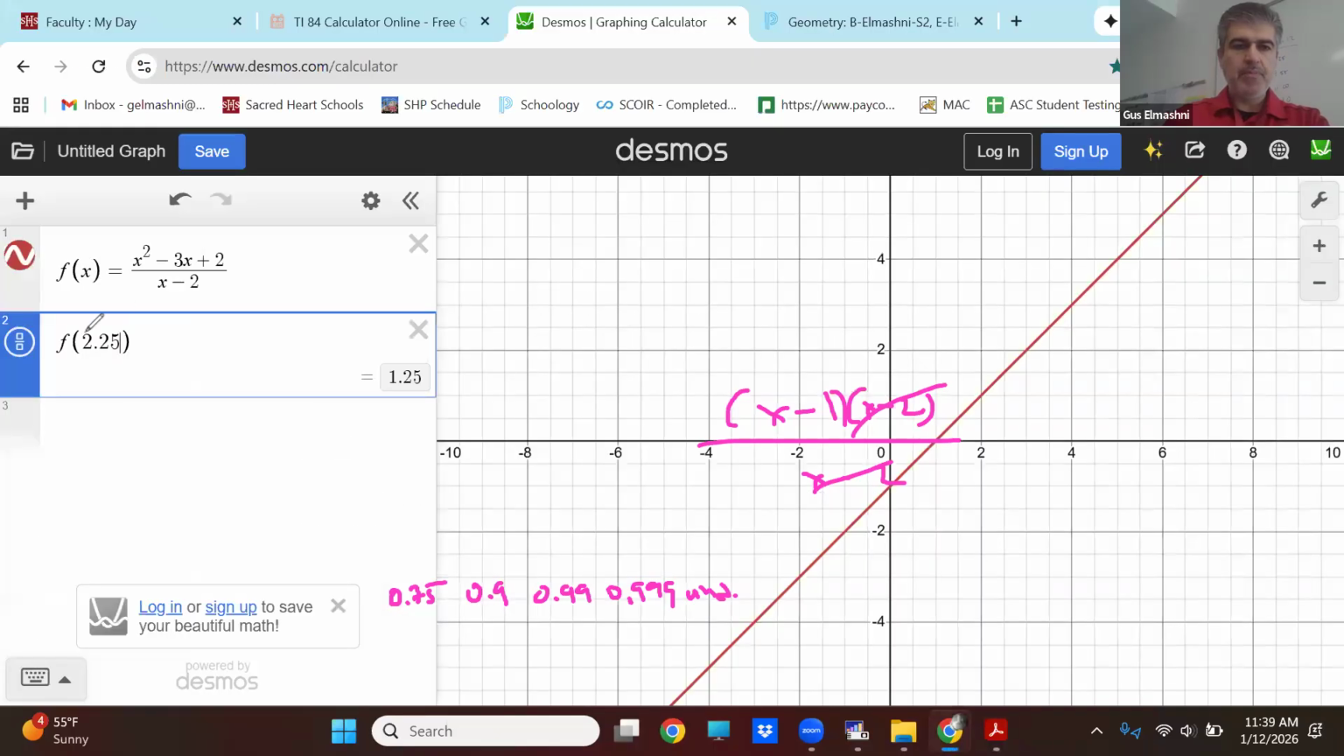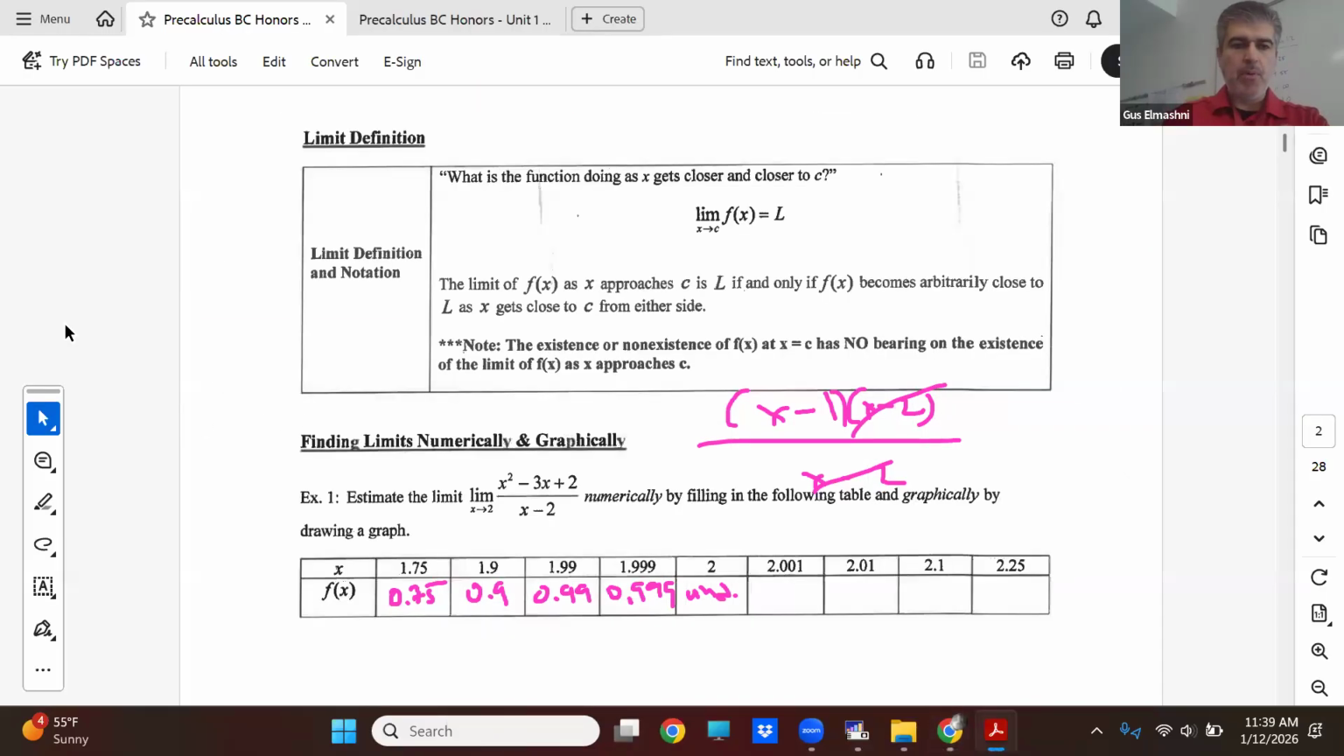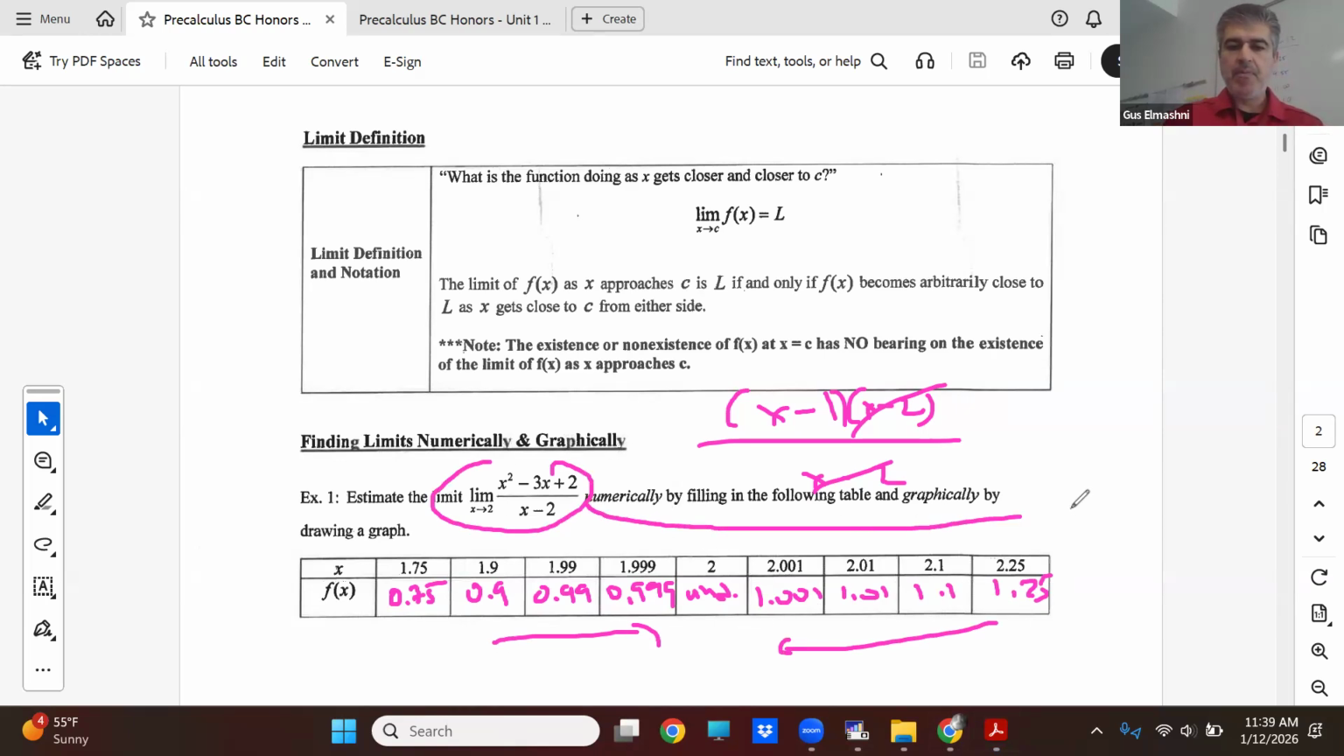Let's go back one more time. Yeah, 2.01, so I get 1.01, 1.1, 1.25. So you see, as we approach, what would the limit be? What would you say? 1, that's it. Now, can it exactly equal 1? No, it doesn't exactly equal 1, and you can't plug in 2 anyway. But numerically and graphically, see what's happening.